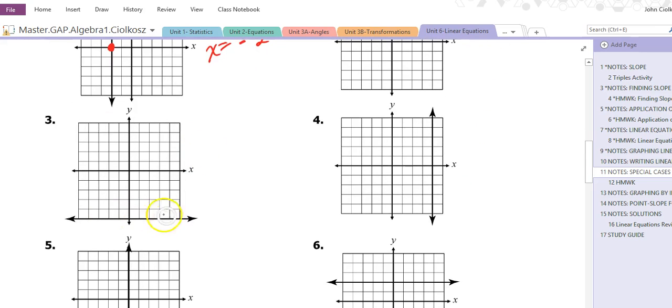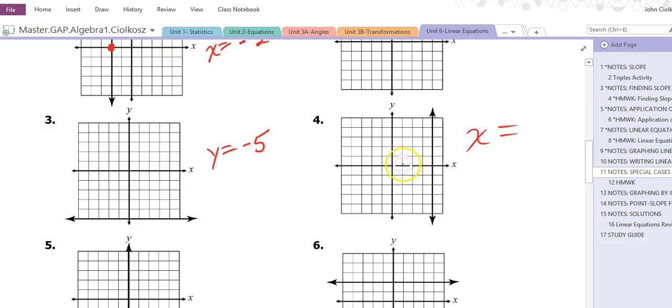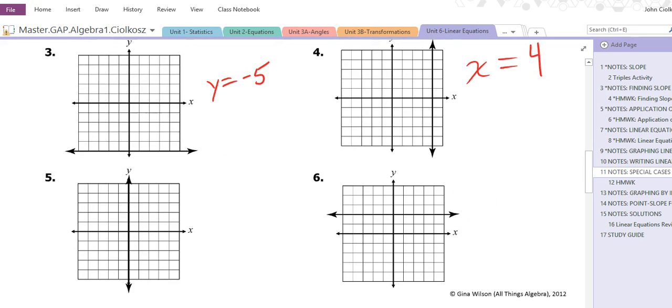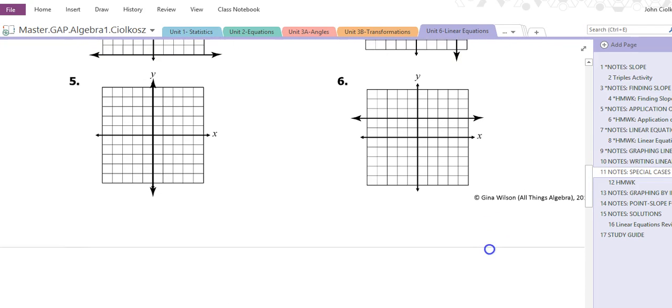For these ones, horizontal, that's y equals. Vertical, x equals. So this one will be going through negative 1, 2, 3, 4, 5. So this is y equals negative 5. Here it's going through positive 1, 2, 3, 4. So this is x equals positive 4. Again, this is just one of those things with practice, you'll get down pat. So 5 and 6 will be left as practice problems. 5 does not have a very good line in here, so let's go ahead and make it this line. So for 5, go ahead and use this red line here.